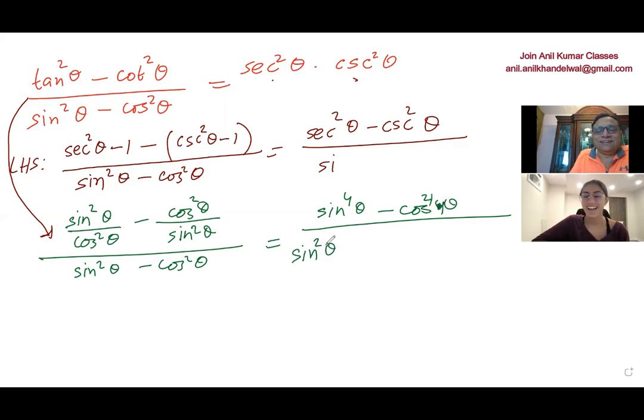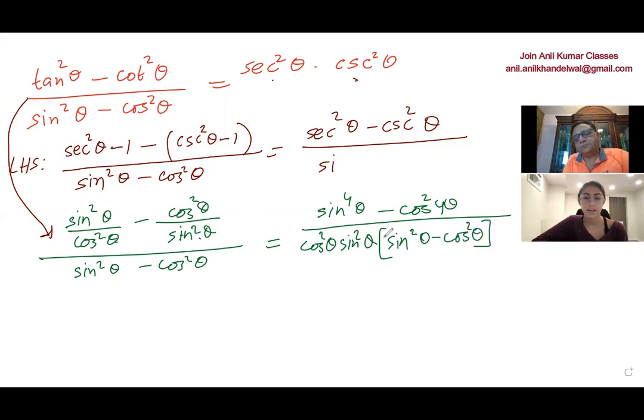Okay. Sine squared theta minus cos squared theta. Let me rewrite this. I wanted to write that product here. So this product, which is sine squared theta cos squared theta, comes in the denominator, right? Right. And it gets multiplied with this, which is sine squared theta minus cos squared theta. Is it okay? Clear? Clear.